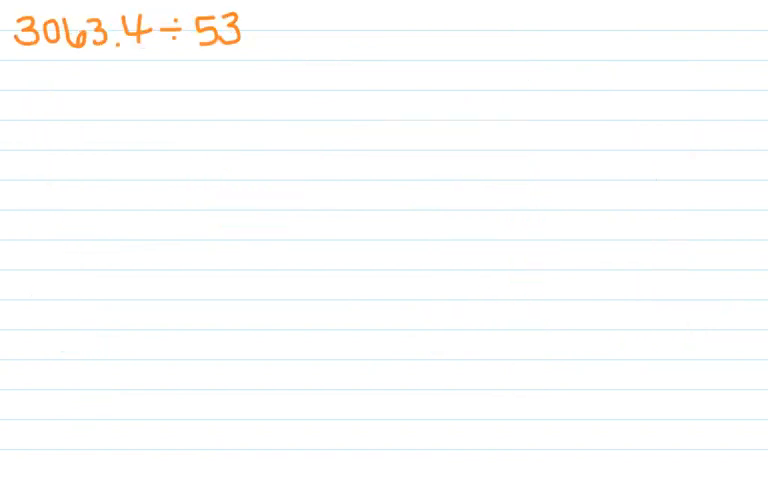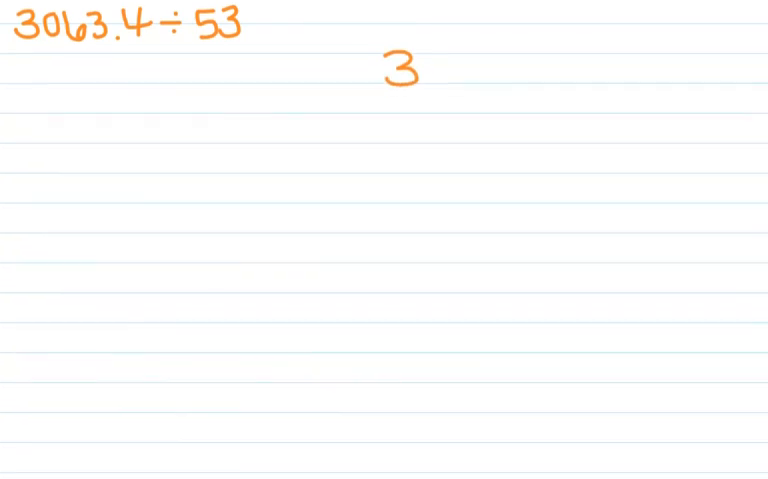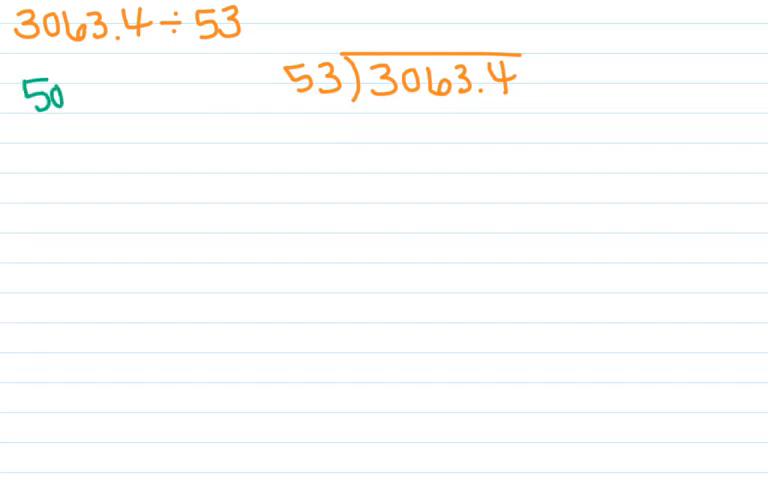Here I have 3,063 and 4 tenths divided by 53. All right, again, 53 is not the easiest number to count up by, so I'm just going to estimate. 53 is really close to 50, which is easy to count up by. So I'm just going to write that over here.